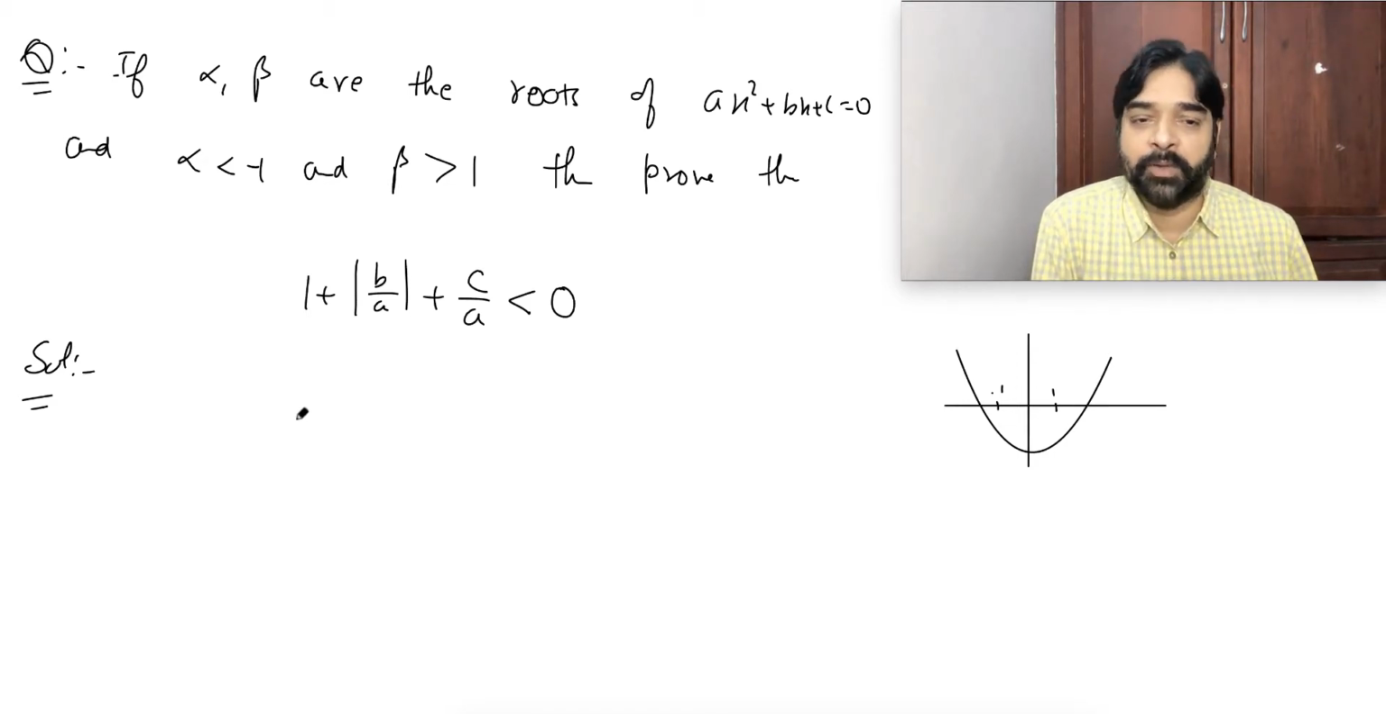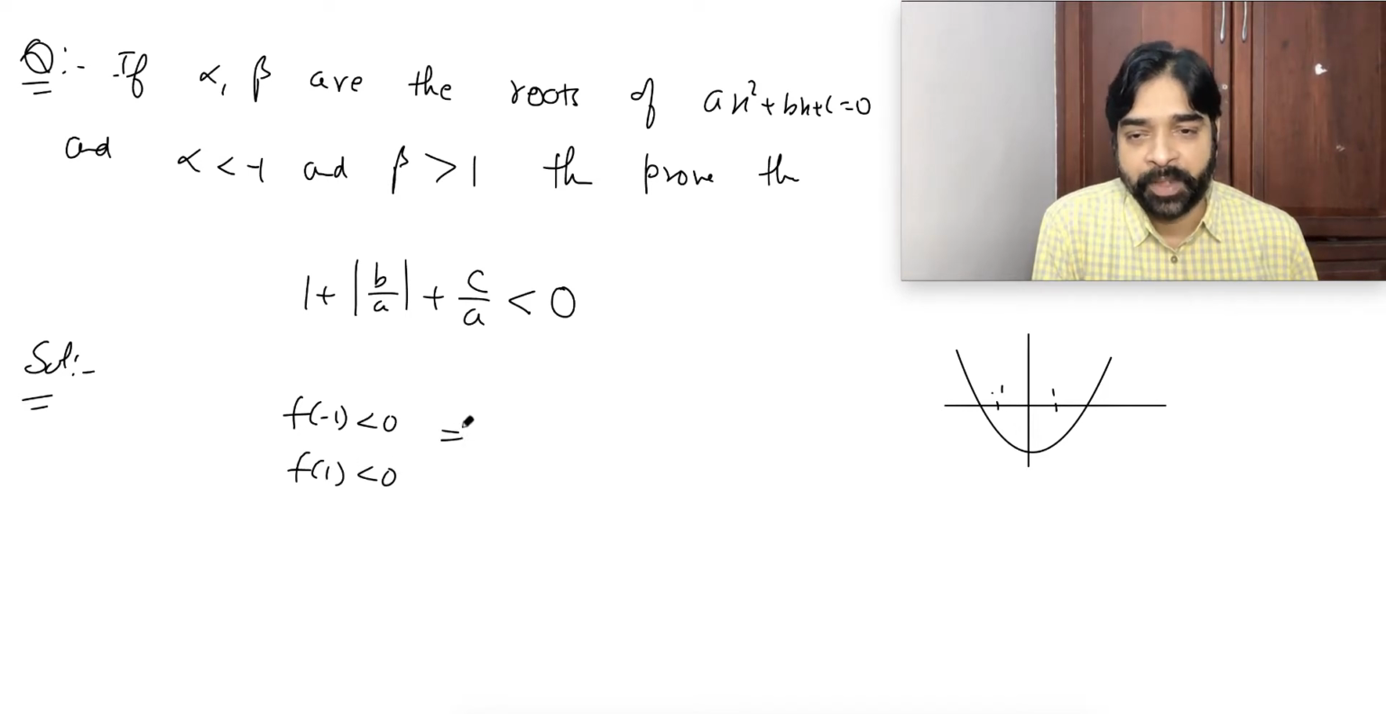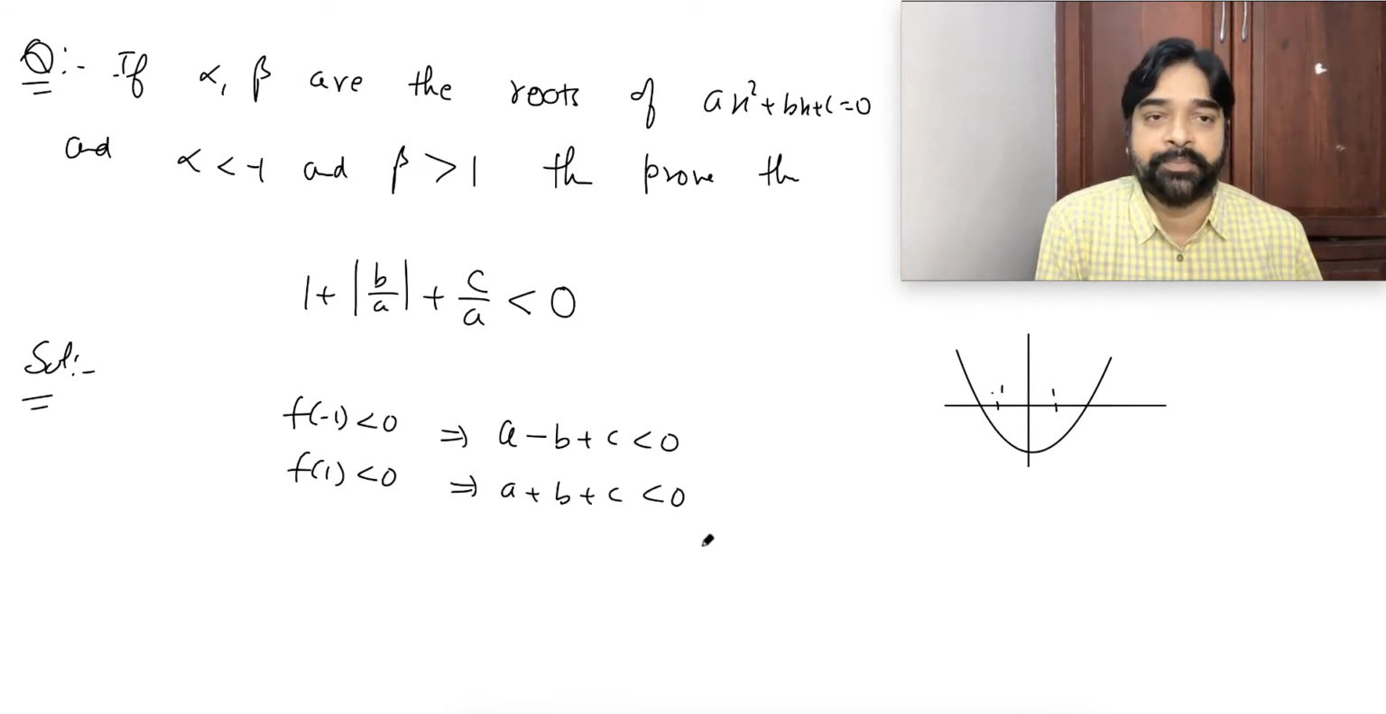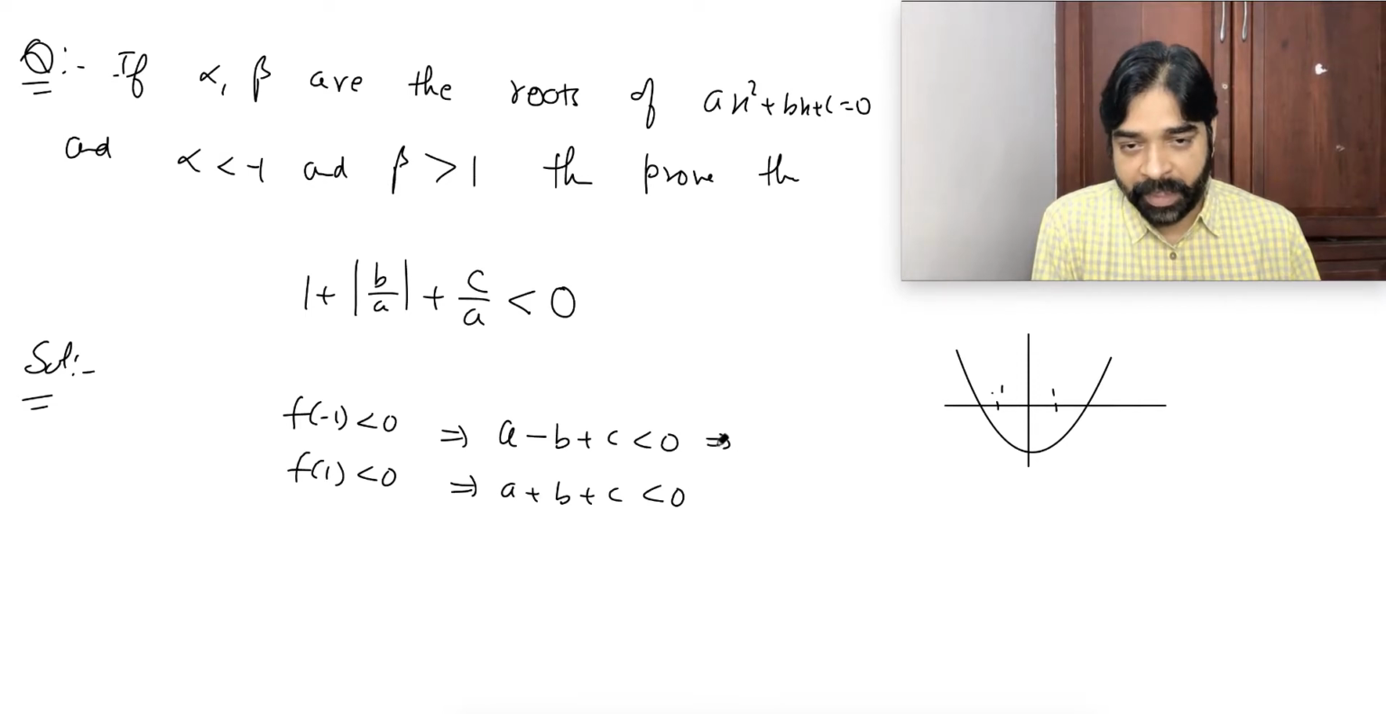So for this, what will you say? We are going to say f of minus 1 must be less than 0 as well as f of 1 should be less than 0. Be clear, under what condition? A greater than 0. Only for this I am solving. So that will become a minus b plus c less than 0 and a plus b plus c less than 0. A is greater than 0.